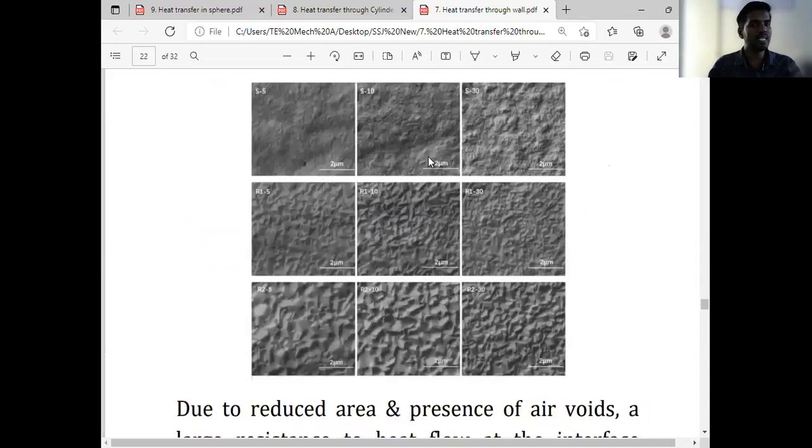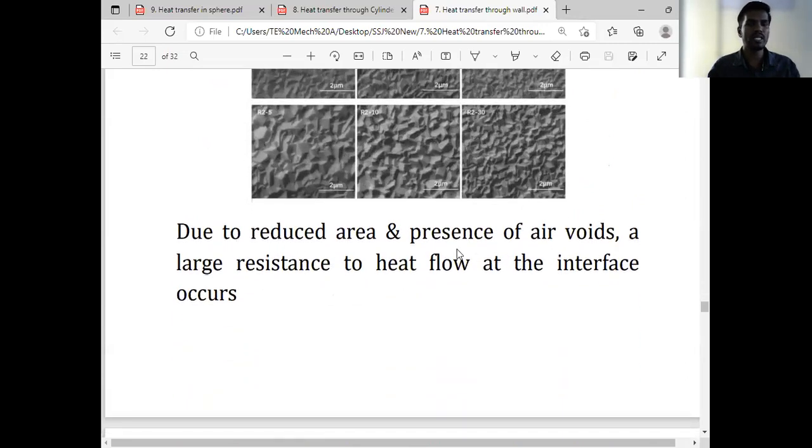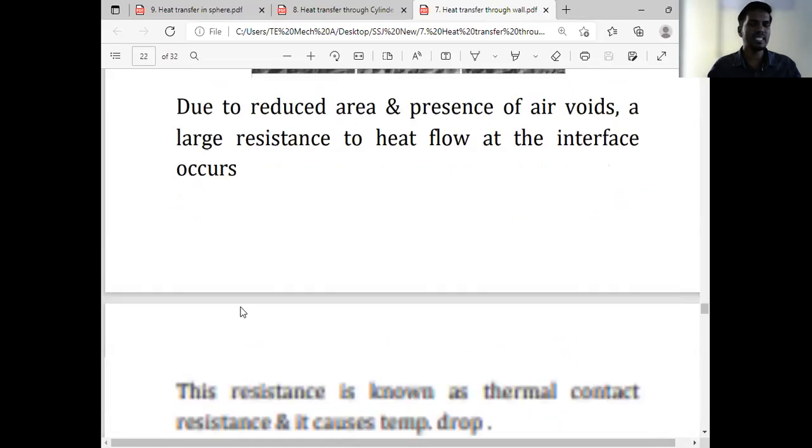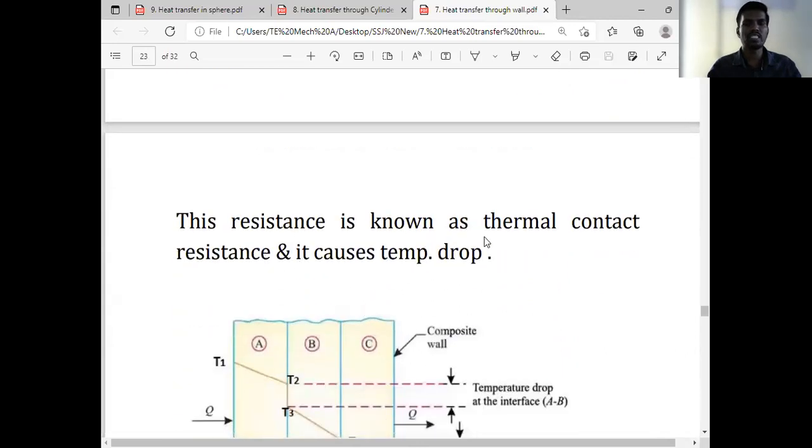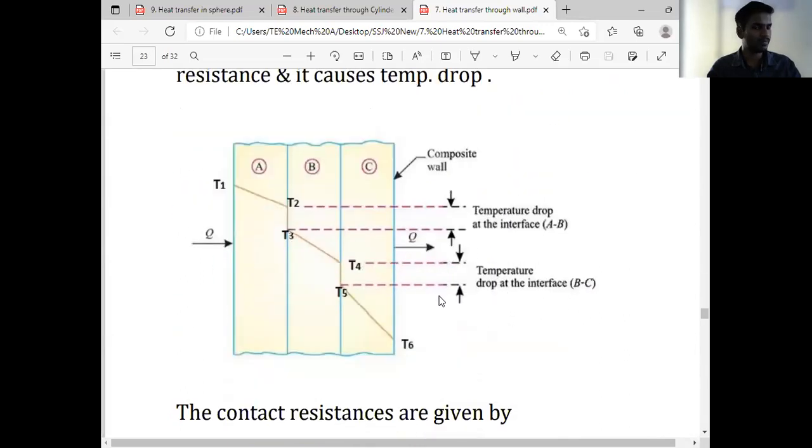पूर्ण कॉन्टॅक्ट मध्ये असणं आणि काही पॉइंट कॉन्टॅक्ट मध्ये असणं त्याच्यामध्ये सरफेस एरिया रिड्यूस होतो. ओके, सो दीज आर दी डिफरंट शेप्स. बिकॉज ऑफ दॅट कॉन्टॅक्ट रेजिस्टन्स विल बी क्रिएटेड. ओके, ड्यू टू द रिड्यूस्ड एरिया and presence of air voids, a large resistance to heat flow at the interface. म्हणजे जे काही इंटरफेसेस आहेत त्याच्यामध्ये रेजिस्टन्स क्रिएट होणार आहे. ओके, सो दिस रेजिस्टन्स इज नोन ॲज थर्मल कॉन्टॅक्ट रेजिस्टन्स अँड इट कॉजेस टेम्परेचर ड्रॉप.